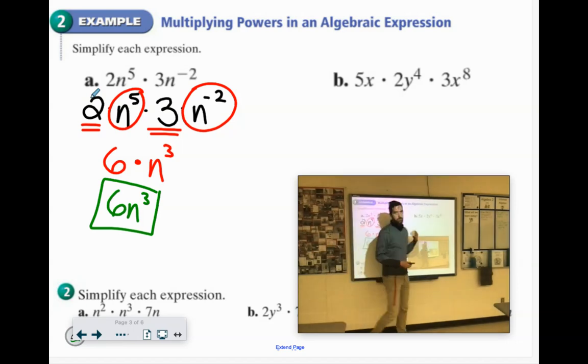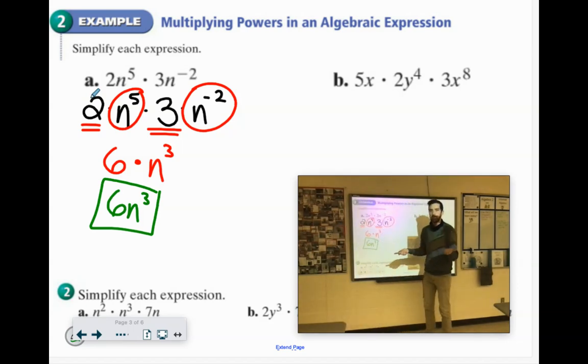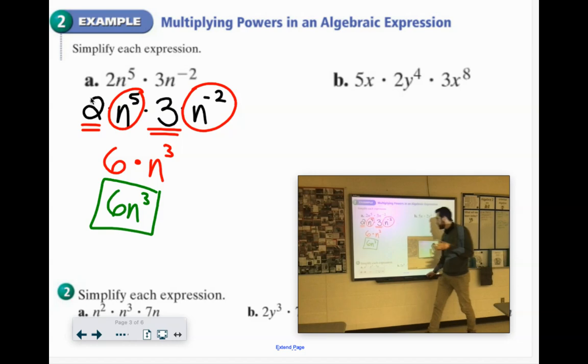So if you have those numbers out in front, you just multiply, like normal multiplication. You only add exponents when it's the same base. If they're both a's, if they're both c's, or whatever. You know what I'm saying? So let's try this out.